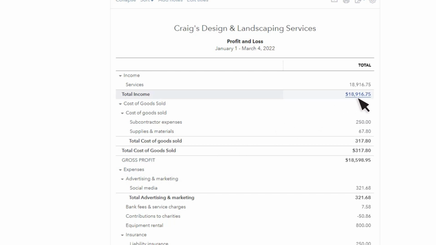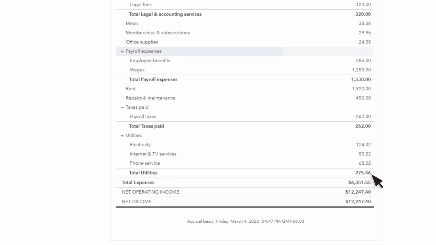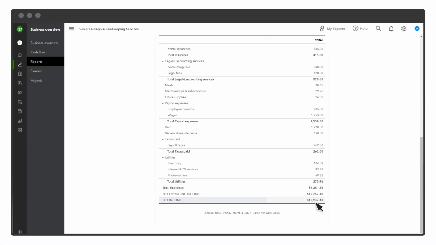The total for sales is a sum of all the transactions you categorize as sales income during this period. The total for expenses is a sum of all the transactions you categorize as expenses during this period. And the office supplies total includes the stapler expense we recorded earlier. The final line subtracts all your cost of goods sold and expenses from your income to show you the net income. If you want to learn more about how to read reports in QuickBooks Online, there's a video at the end of this one with more details.